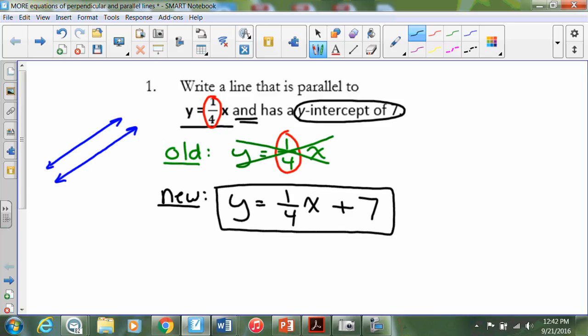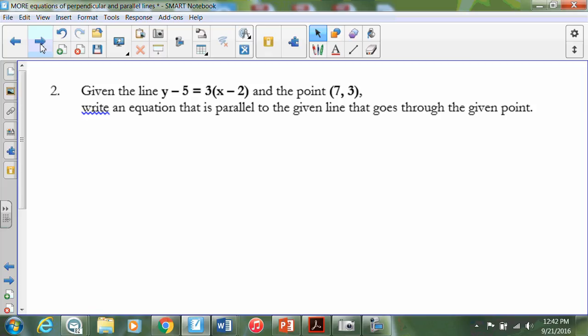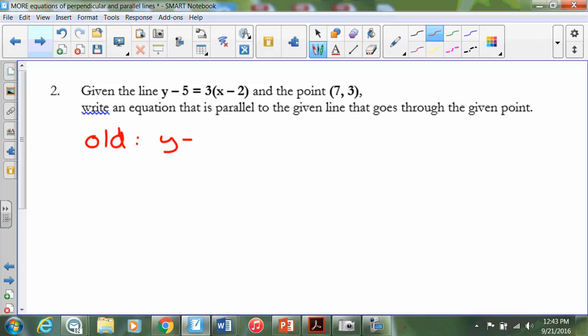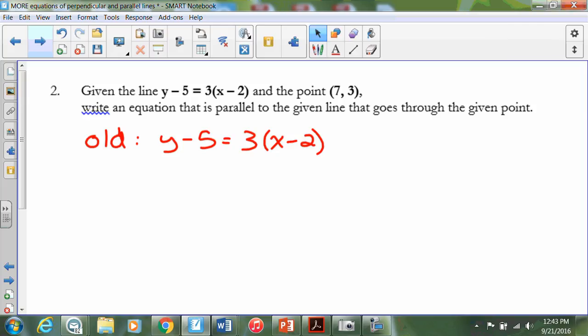Now you're going to see 6 different types of these problems on the test, and this is one of the types. So it's a good thing to be exposed to all the different types. This next one, oh my goodness, look at the old equation. Let's write it down. They gave me this old line, and it is y minus 5 equals 3 times x minus 2. And from that old line, we are going to write a new line.